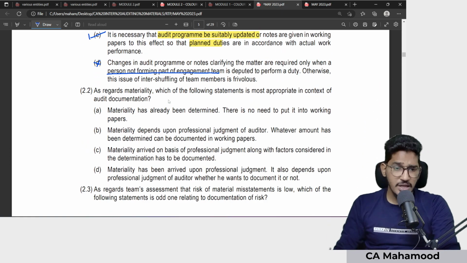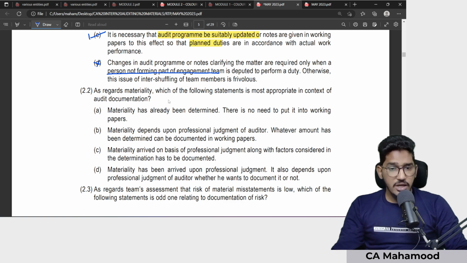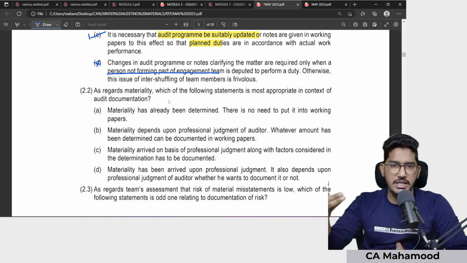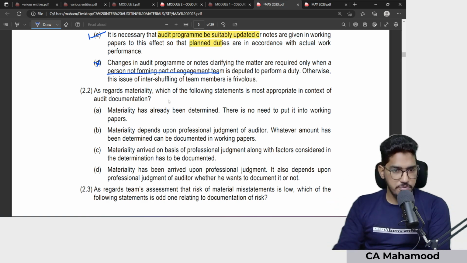Next one. As regards materiality, which of the following statements is most appropriate in the context of audit documentation? Regarding documentation of materiality, they are giving some options. We need to choose the correct option. What are they? Option A: materiality has already been determined. There is no need to put it into working papers.